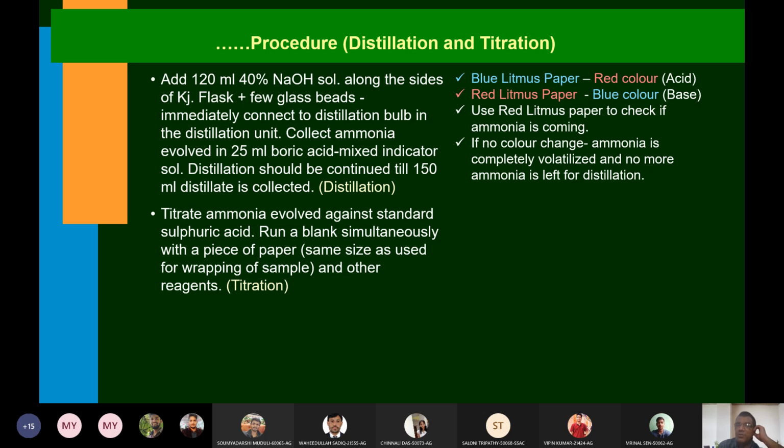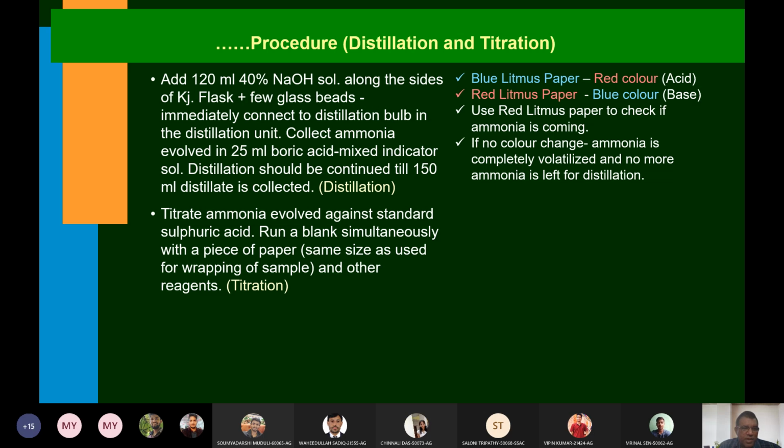Even you can take 0.001 normal solution. That will give you more accuracy. Means lower the strength of the standard, higher is the precision, higher is the accuracy. If you have higher strength of the standard solution, say if you have 1 normal, 0.5 normal, then accuracy will be less because here the division of units is very large, meaning is very large.